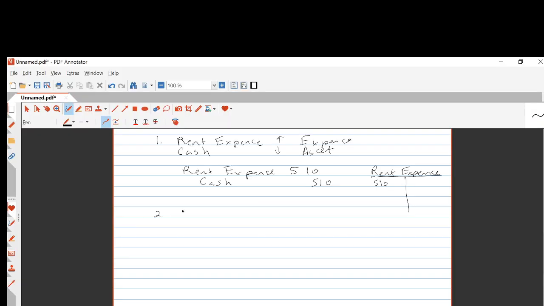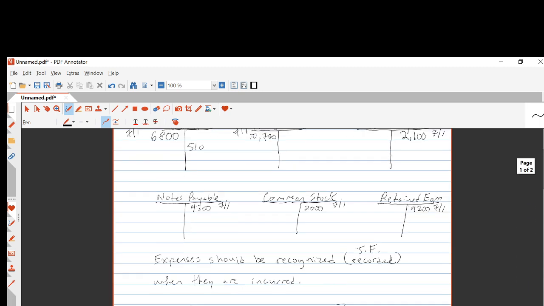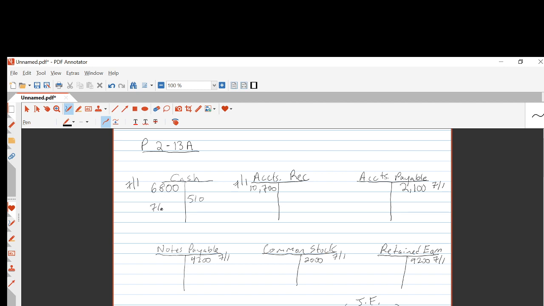So how do we do that? Cash is an asset. We increase it with a debit. Accounts receivable is also an asset, and we want to reduce it because the customer is paying off their account receivable with us. After we get this $7,100, we no longer have $7,100 worth of an account receivable for this particular customer. So they paid it off. We reduce the account receivable with a credit. If we go update the T accounts now, cash gets $7,100 on the left-hand side. Accounts receivable gets $7,100 on the right-hand side.